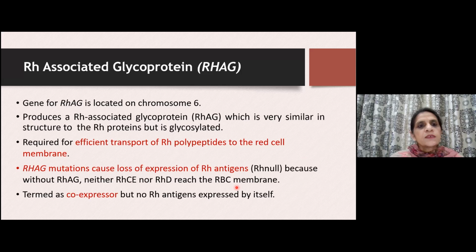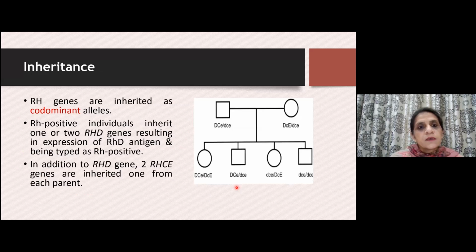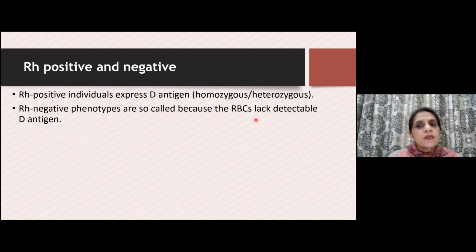The inheritance of RH is just like most of the other blood group systems. They are inherited as co-dominant alleles, and an individual can inherit either one or two RHD genes, and two RHCE genes are inherited, one from each parent. So RH positive individuals may express the D antigen in the homozygous or heterozygous form, and the negative phenotypes lack the detectable D antigen. Now, there are three mechanisms by which a person can be D negative.